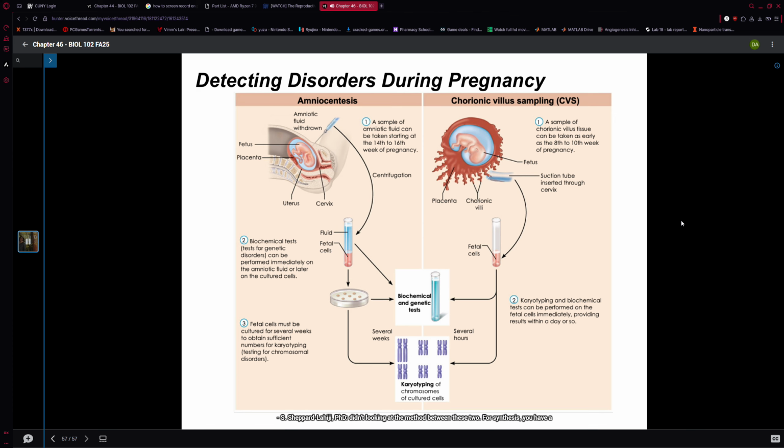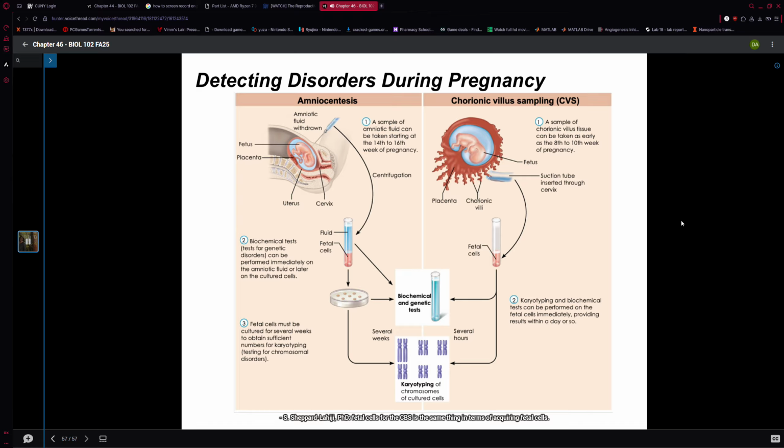So just in looking at the method between these two, for amniocentesis, you have a needle that gets inserted into the amniotic cavity, and a sample of the amniotic fluid is derived from the fetus. And you'll take that sample, you'll place it into a tube. We can centrifuge it so that we can isolate the components that we want, right? So the least dense will settle at the top, the more dense will settle down at the bottom. And what we want is those fetal cells.